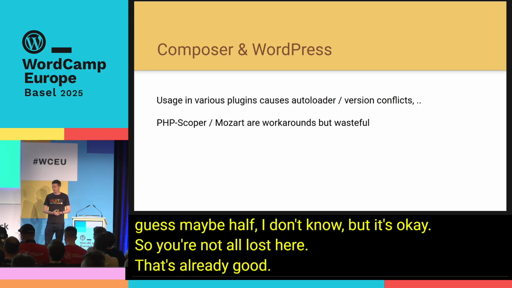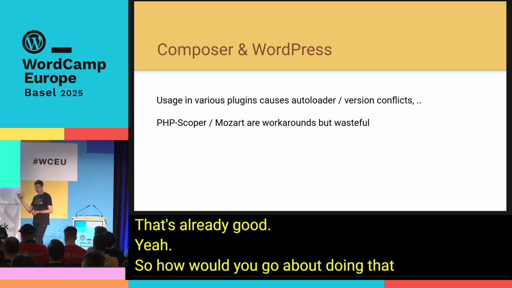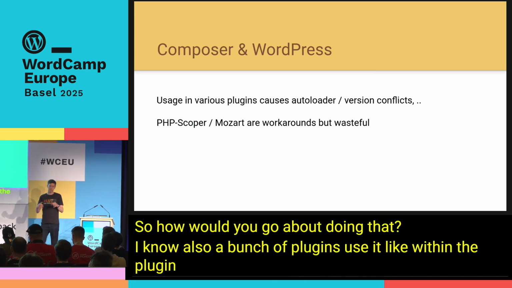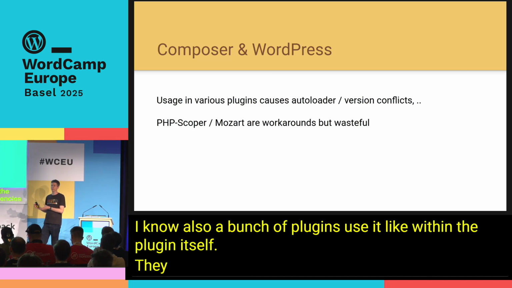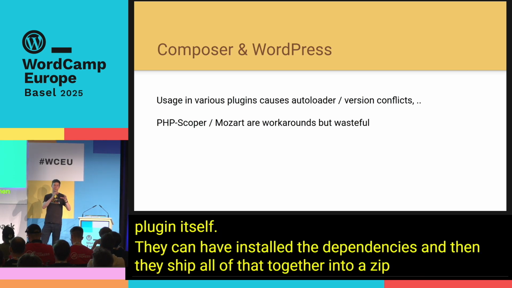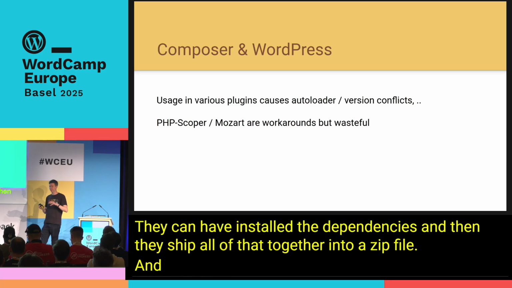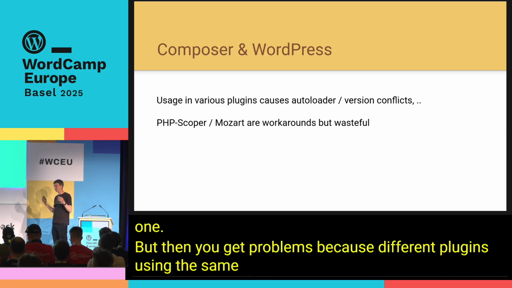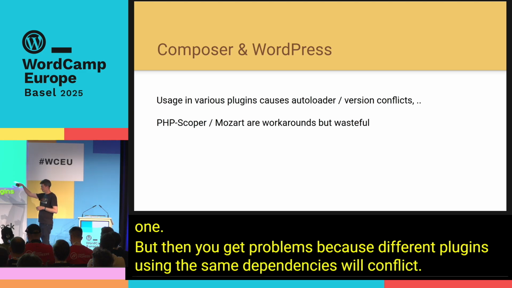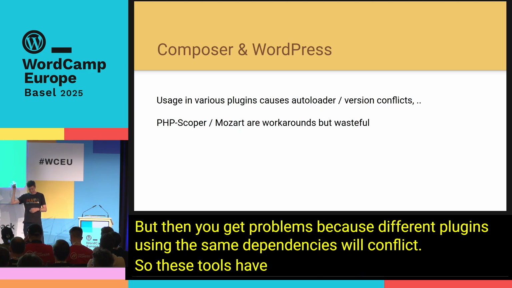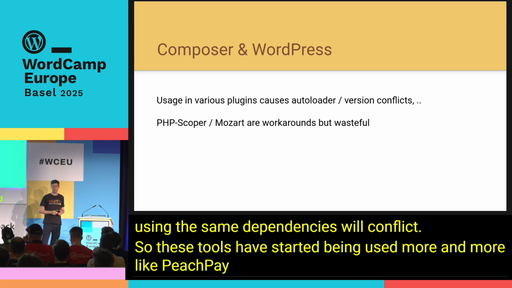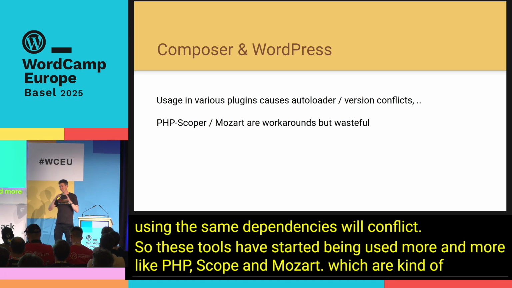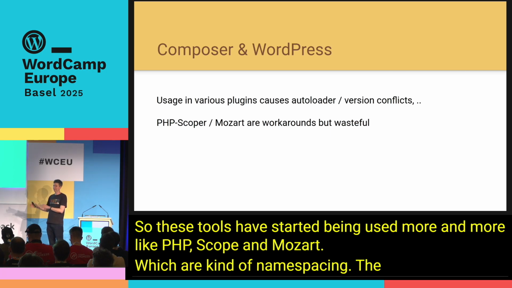So how would you go about doing that? I know a bunch of plugins use it. Within the plugin itself, they install the dependencies and then ship all of that together in a zip file, so you get the plugin and the dependencies in one. But then you get problems because different plugins using the same dependencies will conflict. So tools have started being used more and more, like PHP Scoper and Mozart.